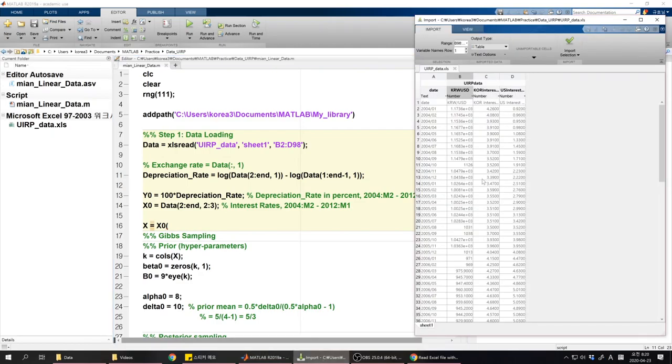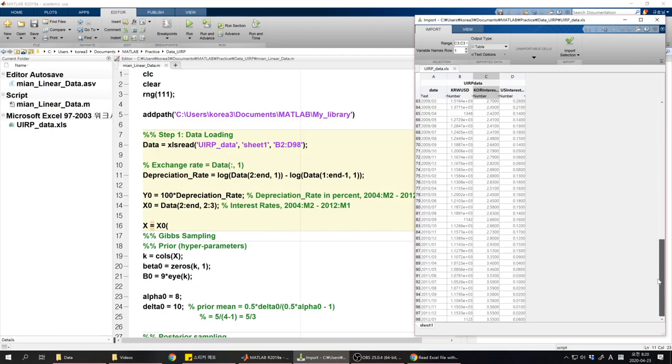Here, X. You know, the X starts on when? Here's February 2004, so, right? And then again, this independent variable should range from the first observation to when?